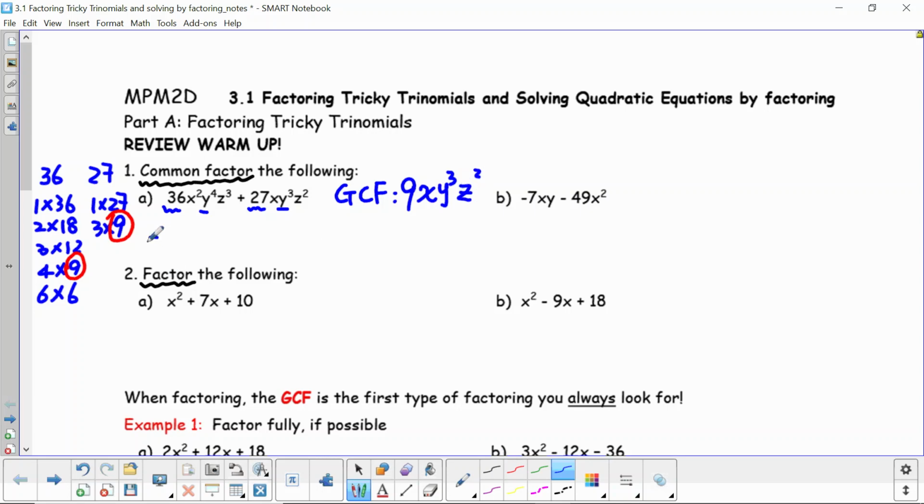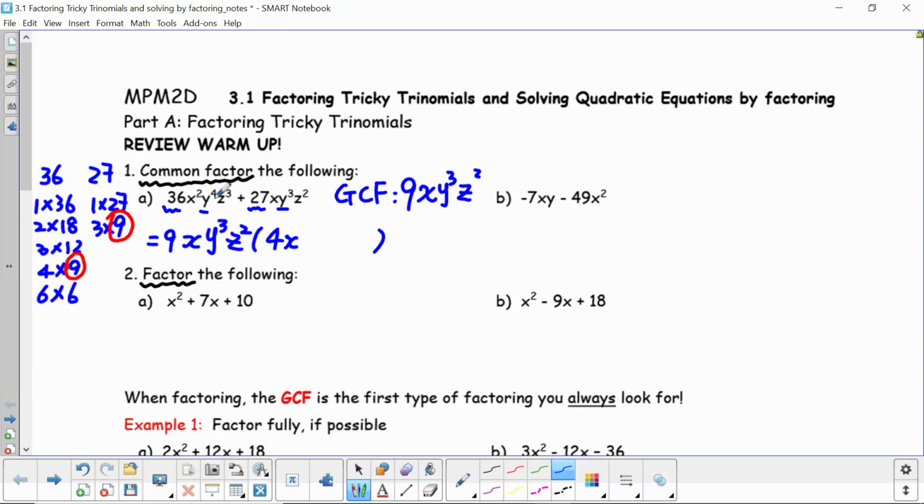Then after that, we write 9xy cubed z squared, then each term times bracket. Because this is multiplied with the bracket, each term needs to be divided by this greatest common factor. Then put the result after division in the bracket. So 36 divided by 9 gives you 4. X squared divided by x, the division of the same base, the degrees subtract. So 2 minus 1 gives you x to the exponent 1. We don't need to write the degree 1 here.